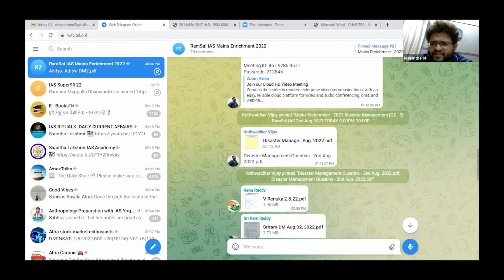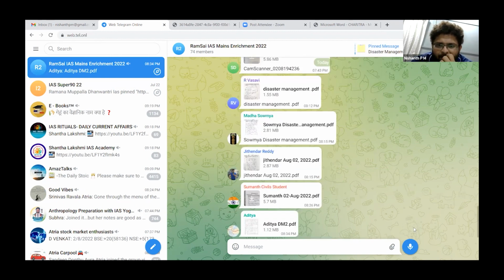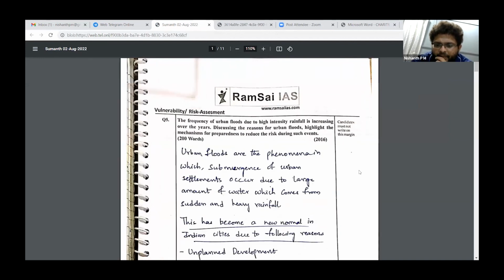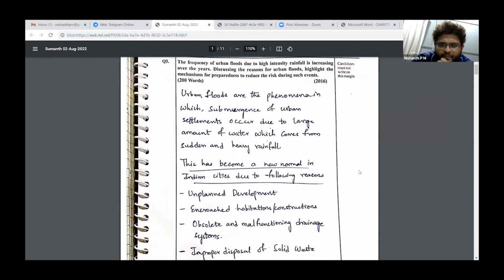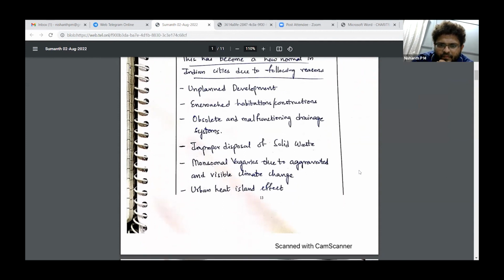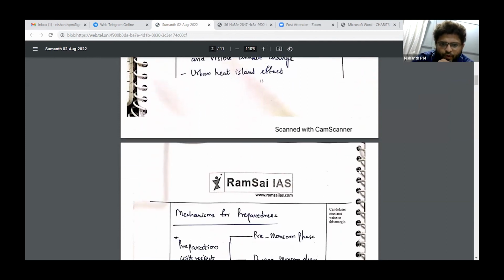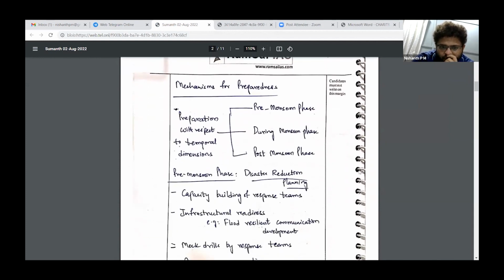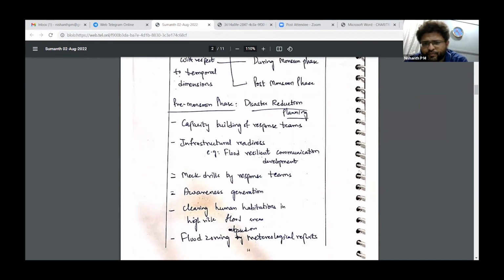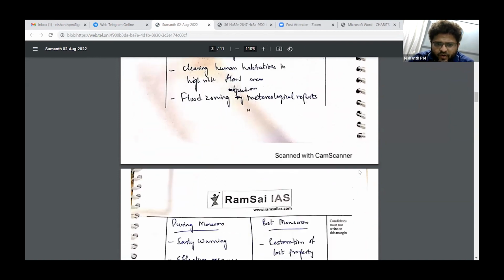So whose answers have I done yesterday? Good points. Reasons are good points. So you have categorized the handling into pre-monsoon, during monsoon, post-monsoon. Okay.